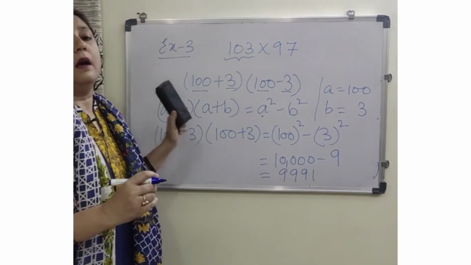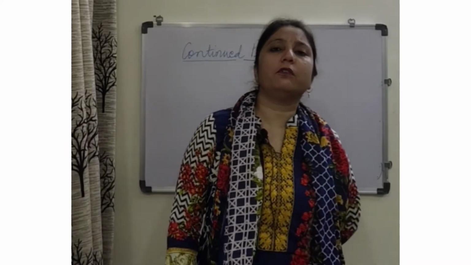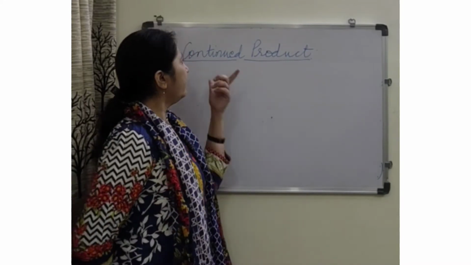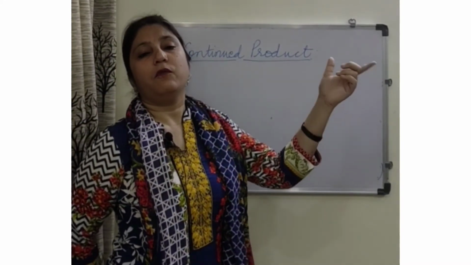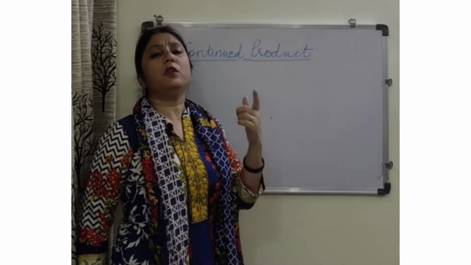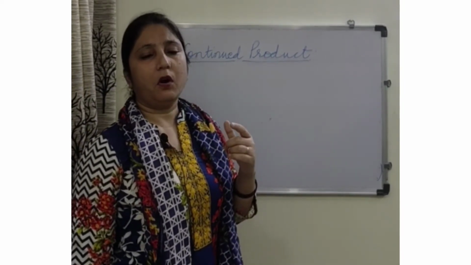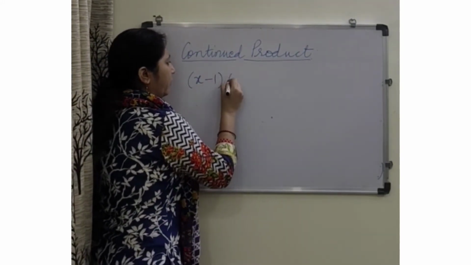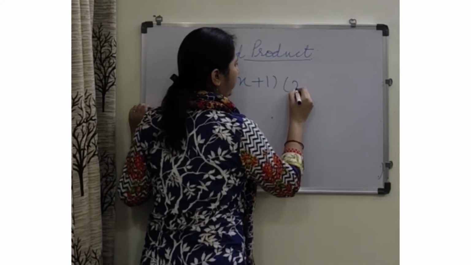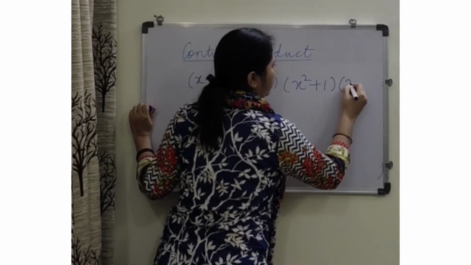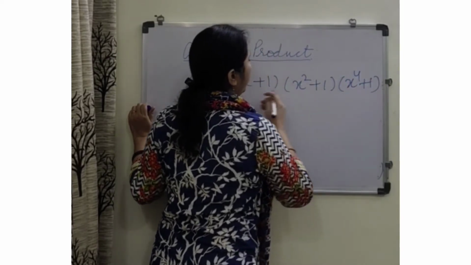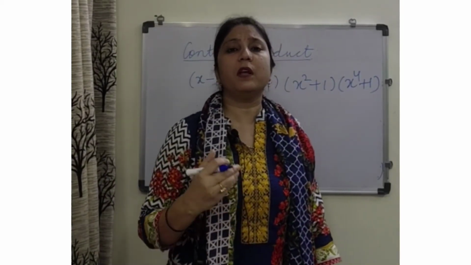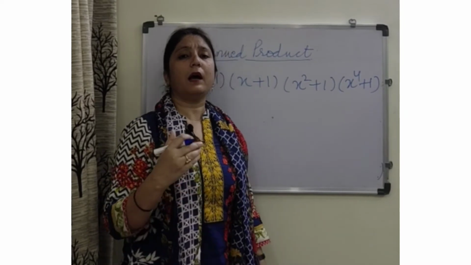9,991 is the answer. Application of the identity a square minus b square. We call it continued product, where we find the product in continuation of algebraic expressions. Say for example you have (x minus 1)(x plus 1)(x square plus 1)(x to the power 4 plus 1). We have to find this product without multiplication. We have to find the product by using this identity.